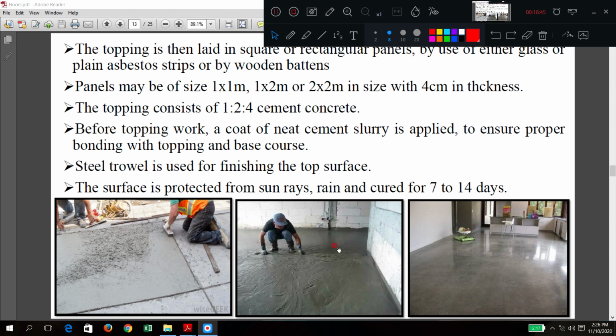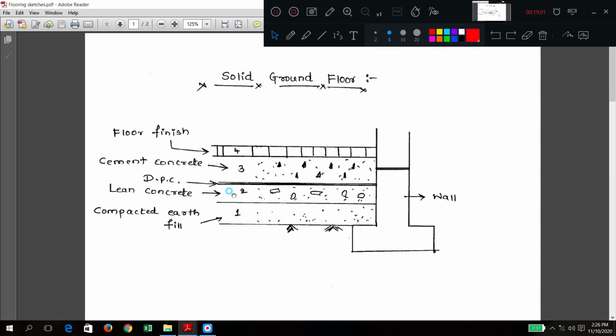It means the bottom portions are prepared here. At the topmost you will get this, after this smooth finish. So this is a typical cement concrete flooring. Remember these three layers: earth, lean concrete, cement concrete. Here in the floor finishing itself, you don't get any tiles like that. Using cement only you make a finish.